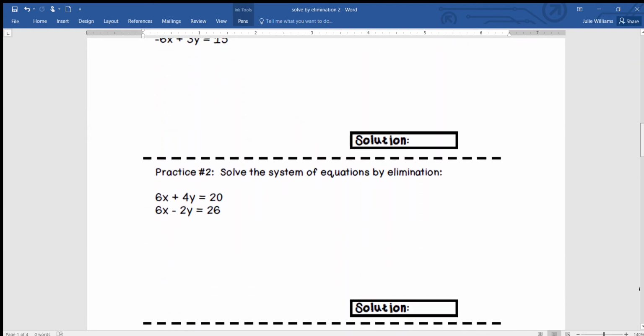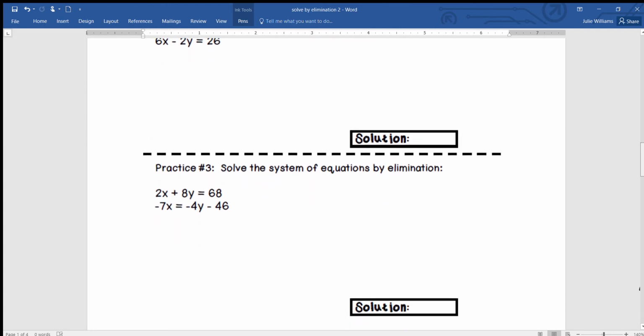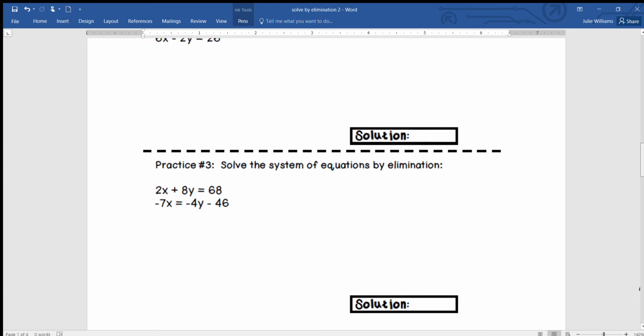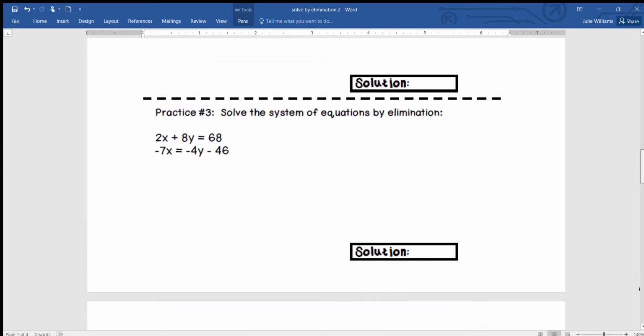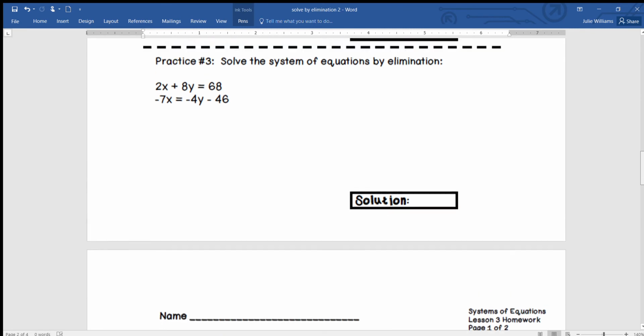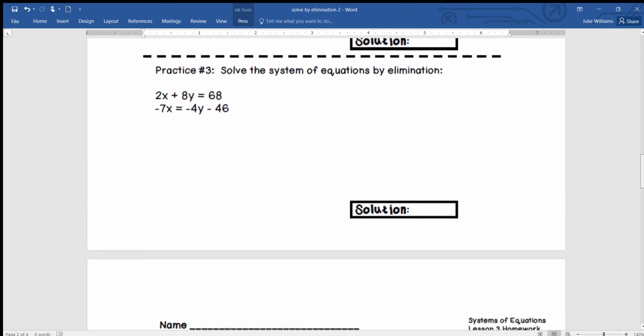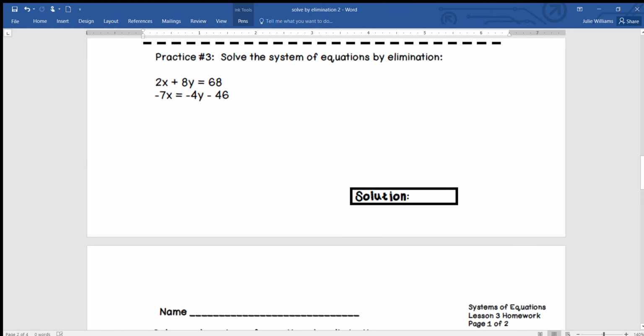Alright, I want to get to one that's a little bit more difficult though. This one will do it. No, that's not quite hard. No, I'll do this one. Okay, so now we have, actually, let's see. Yeah, I'll do 3. Okay, so the top one is in standard form.